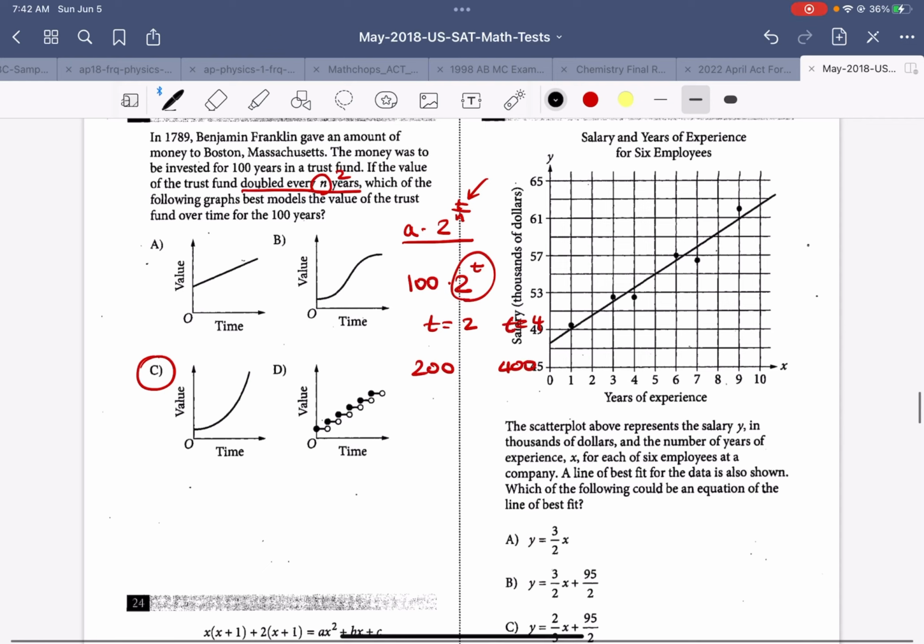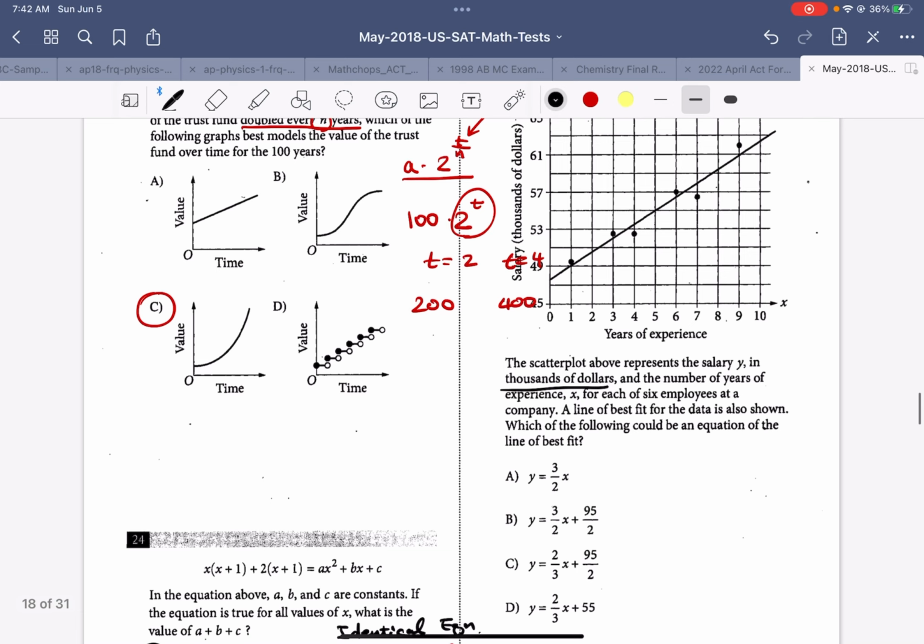Salary and years of experience for 6 employees. They give you those data points in the graph, and they put a best fitting line. The scatter plot above represents the salary y in thousands of dollars and the number of years of experience x for each of 6 employees at the company. A line of best fit for the data is also shown. Which of the following could be the equation of the line of best fit? So which is the right equation for this?